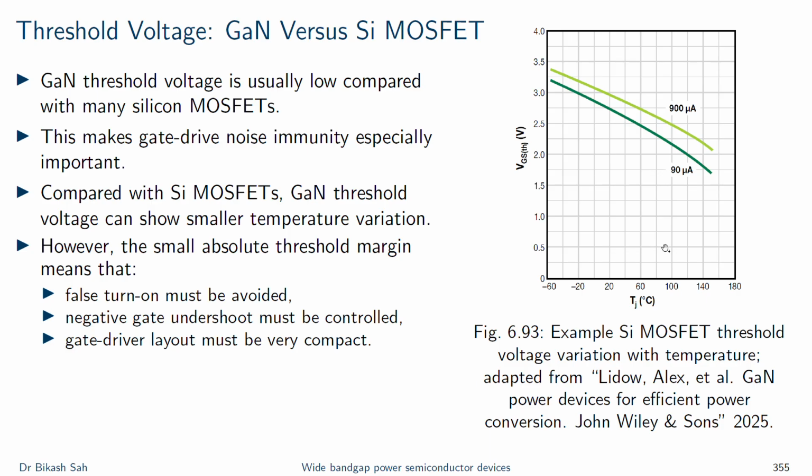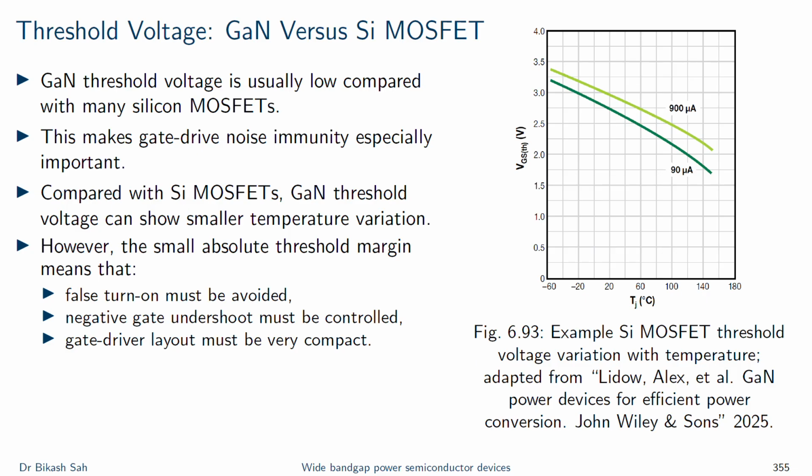However, the absolute threshold margin is still small. A few hundred millivolts of gate ringing may matter actually. False turn-on must be avoided in half-bridge operation, especially when the opposite device switches at high dV/dt. Negative gate undershoot must also be controlled, because excessive negative voltage can stress the gate.